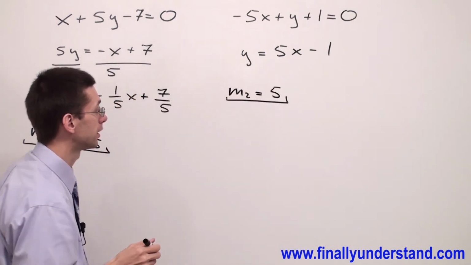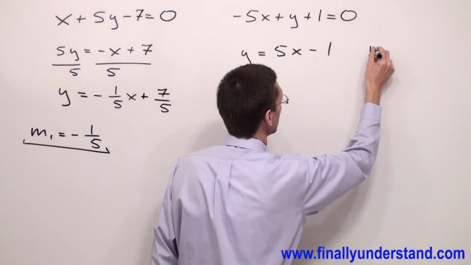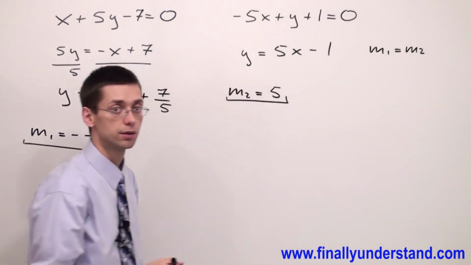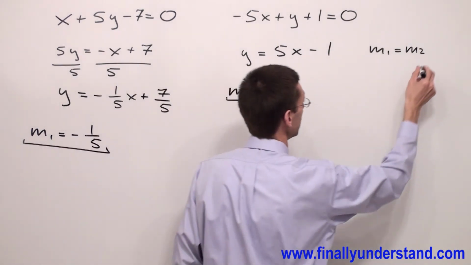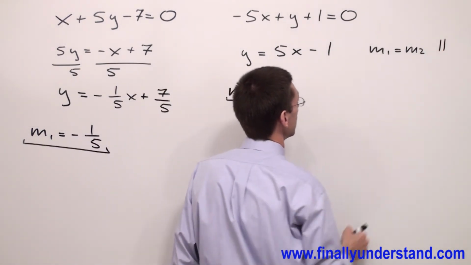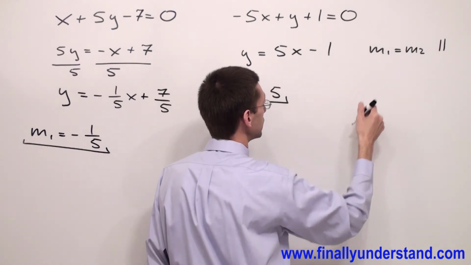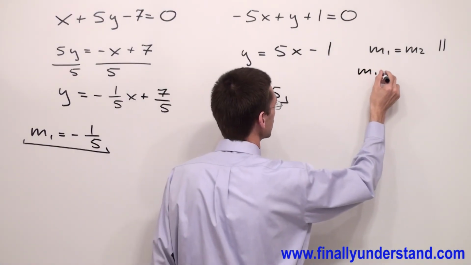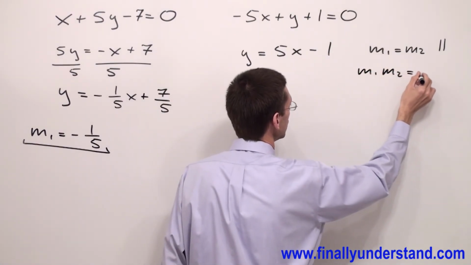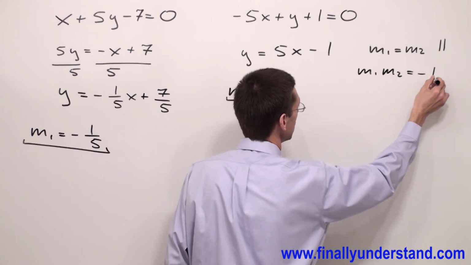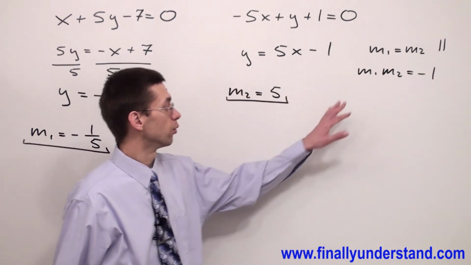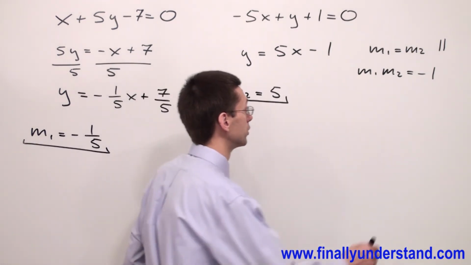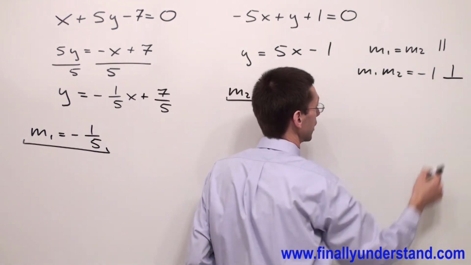Please keep in mind that anytime m1 is equal to m2, two lines are parallel, okay? Anytime m1 equals m2, the lines are parallel to each other. Anytime m1 times m2 is equal to -1, these lines are going to be perpendicular, okay? So this is the symbol for perpendicular lines.